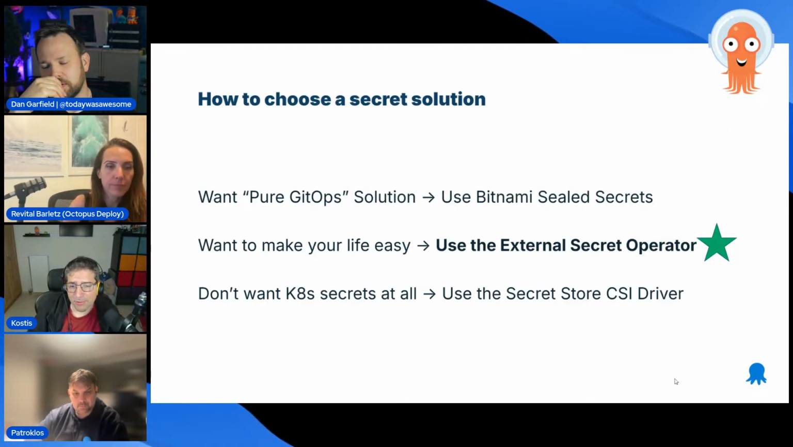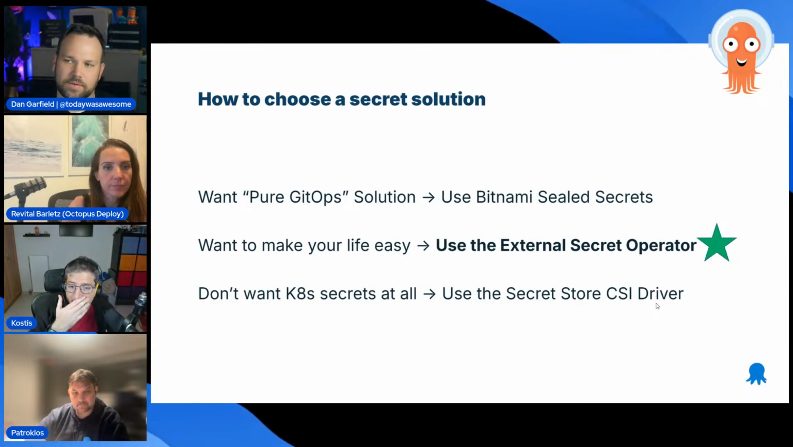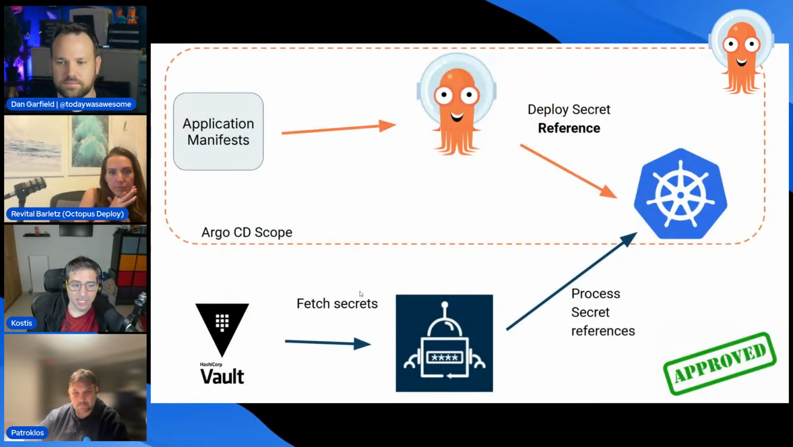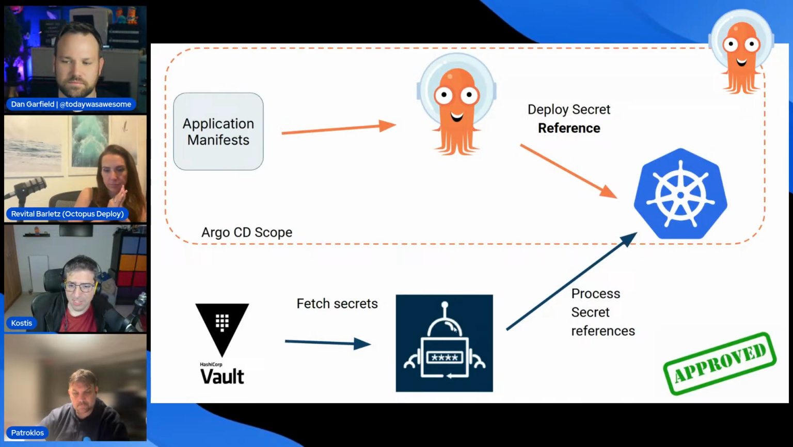Another related question is, what is different between the last 2 solutions? If you have a choice between the external secret operator and the secret store CSI driver, what should you choose? They are mostly similar, and the end result is the same. They have the same idea where you store your secrets in Vault or another secret repository, and then they fetch the secrets, and they both support auto-rotation.